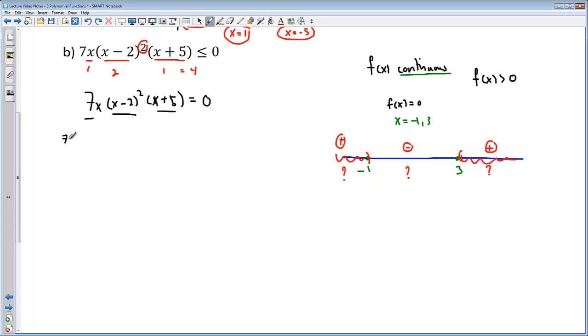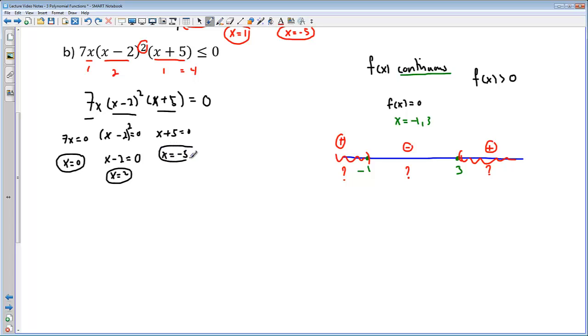And so we know either 7x is equal to 0, or x minus 2 quantity squared is equal to 0, or x plus 5 is equal to 0. And so we're going to get three answers. If you divide by 7, this tells me x is just equal to 0, so there's 1, 0. If you take the square root of both sides, you just get x minus 2 is equal to plus or minus square root of 0, but that's just 0. Then we add 2 to both sides, we get x equal 2. And here we subtract 5 from both sides, so we get x equal negative 5.